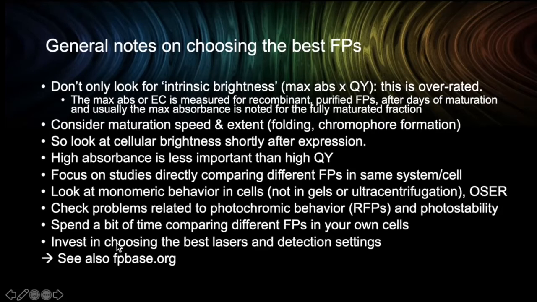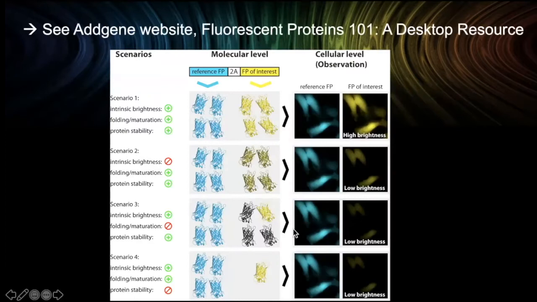So you can look at fpbase.org, which is an overview of all fluorescent proteins, a very nice database. And they also have some tips in choosing lasers or even emission filters that fit well with your fluorescent proteins. So also look at the Edging website. There is a nice piece that you can download. It's a PDF on fluorescent proteins.